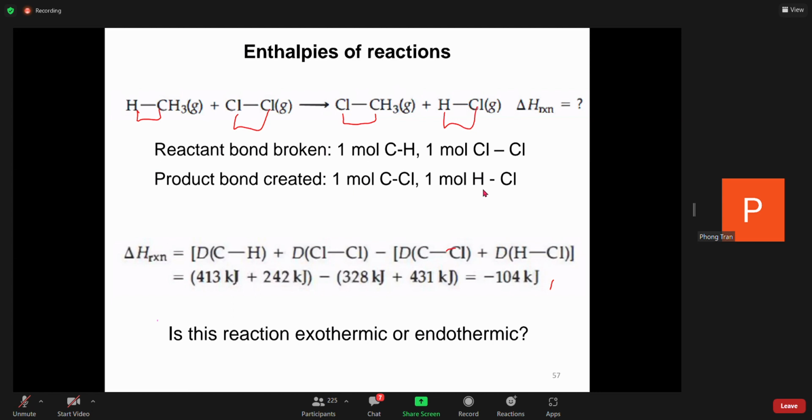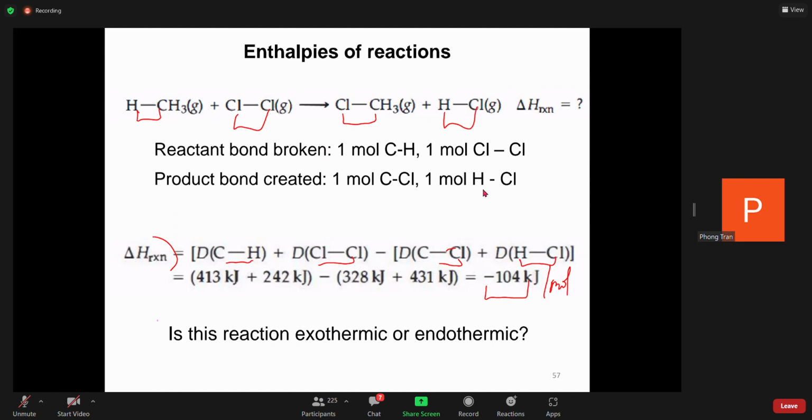So from this, you can calculate the enthalpy of reaction. It is equal to the bond enthalpy of the reactants, the chlorine, carbon-hydrogen, and chlorine, minus the bond enthalpy of the products, carbon-chloride and hydrogen chloride. So you have this reaction with a reaction enthalpy of 104 kilojoule per mole.